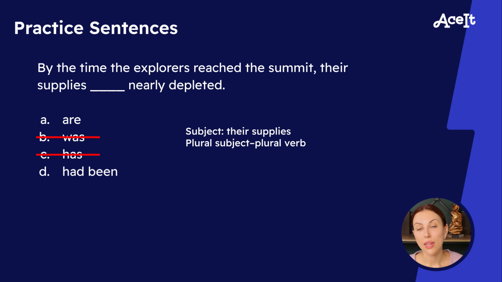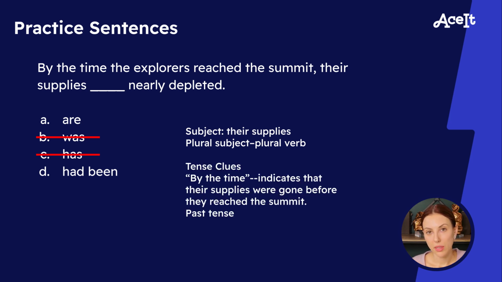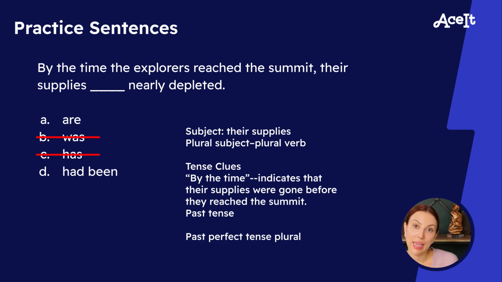To figure out which answer choice is correct, we now need to look for context clues to figure out what tense the verb needs to be in. The context clue we're going to hone in on is the phrase by the time, which indicates that the supplies were depleted before the explorers reached the summit, which means that we want the past tense. When we look at our answer choices, there's only one choice that is in the past tense, and that's D, which is in the past perfect tense, had been. So our answer is, by the time the explorers reached the summit, their supplies had been nearly depleted.